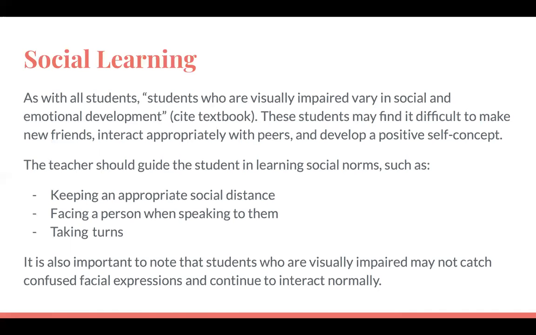It's also important to note that students who are visually impaired may not catch confused facial expressions, and they'll just continue to interact normally. So if the student is having a conversation with a peer and they say something that confuses their peer, and their peer makes a confused face, then they might not be able to pick up on that. They're just going to continue talking as if nothing happened, while their peer is like, whoa, wait, what? Back up a second. So that's something to keep in mind with these students, and something to remind the students' peers of too, to be vocal with their visually impaired classmates.